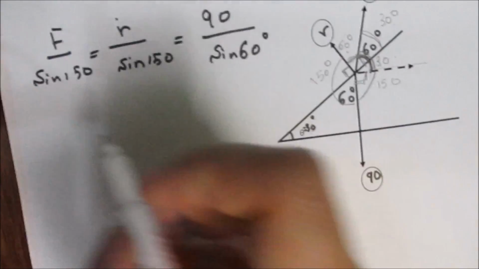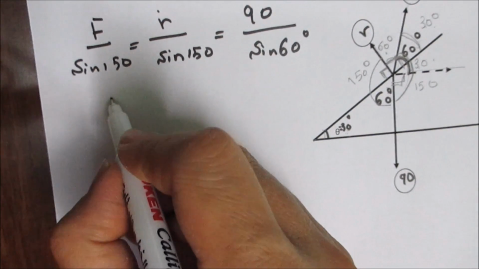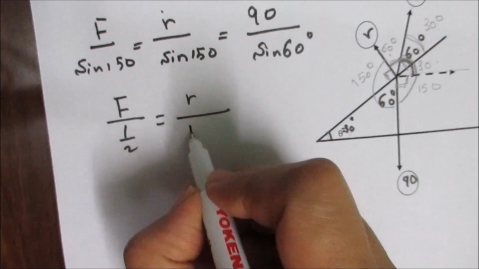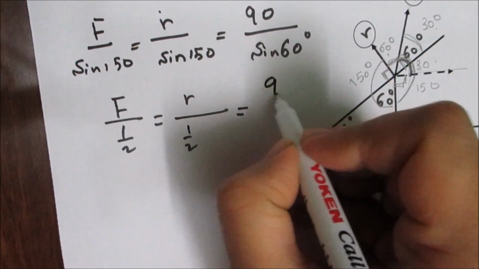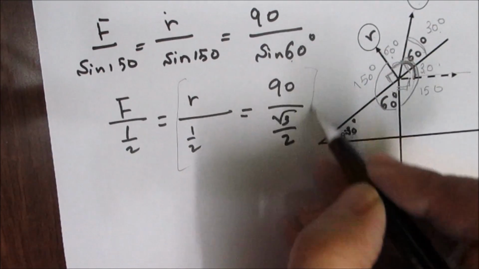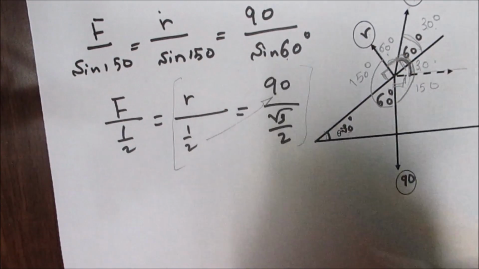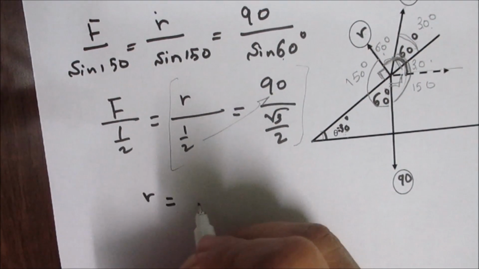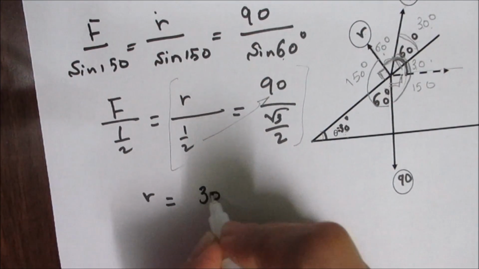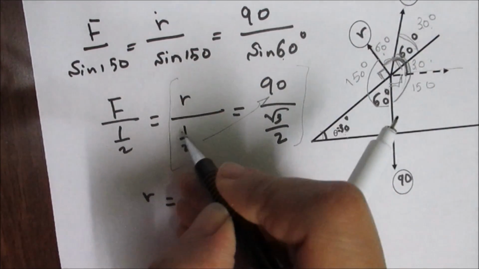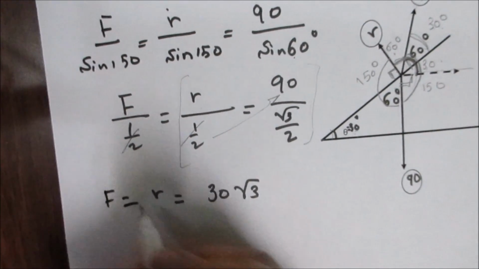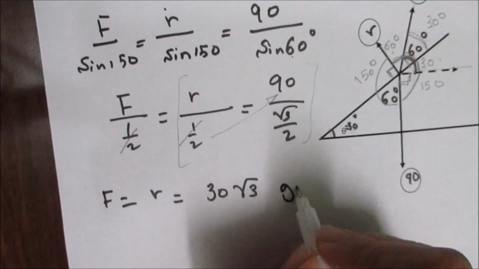Sine 150 is 1 over 2, so F over 1 over 2 equals R over sine 150, which is also 1 over 2, equals 90 over sine 60. Sine 60 is square root 3 over 2. To get R, cross product, move the 1 over 2 up. So R, the reaction of the plane, is 90 over square root 3, which is 30 square root 3. And here we can simplify, so F equals R. So F equals R equals 30 square root 3 gram weight.